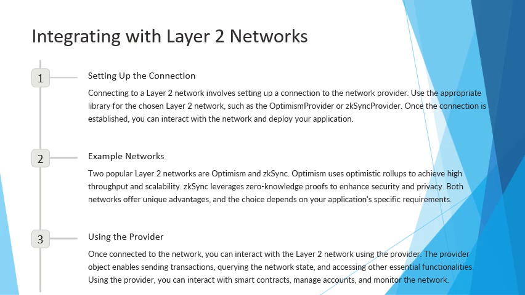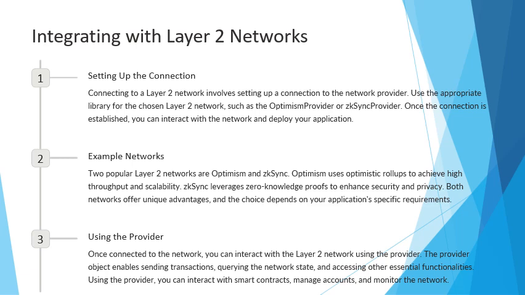Now let us look at integrating it with layer 2 networks. First, we need to set up the connection. So connecting to a layer 2 network involves setting up a connection to the network provider. Use the appropriate library for the chosen layer 2 network, such as the Optimism provider or ZK Sync provider. Once the connection is established, you can interact with the network and deploy our application.